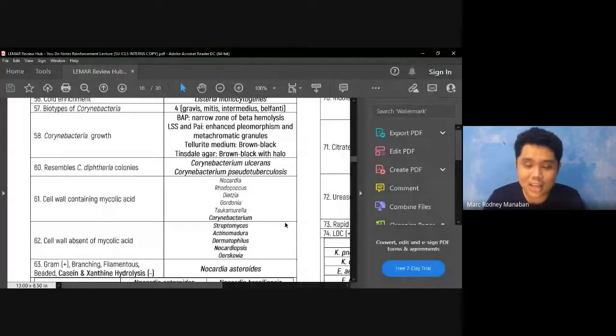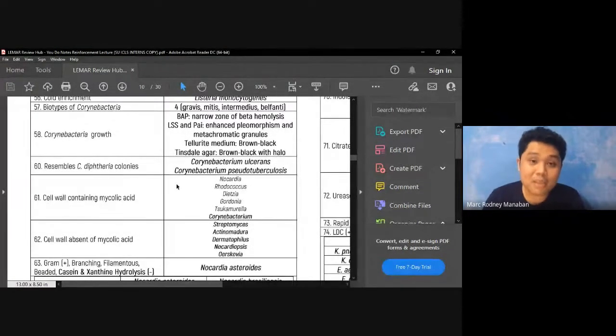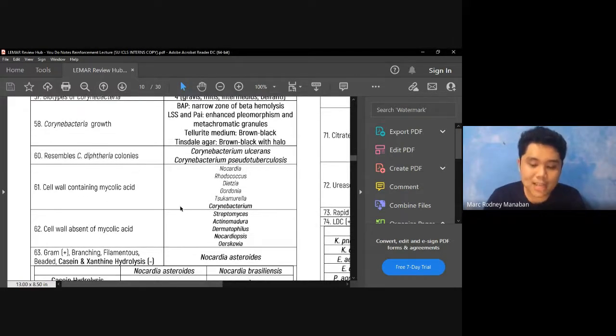Next, cell wall containing mycolic acid. Take note of this, dears, again. Meaning, they are able to be stained with your acid-fast staining methods. You have the mnemonic NGRT plus Corynebacterium and Dietzia. Alright? So, Nocardia, Gordonia, Rhodococcus, Tsukamurella. You have Corynebacterium and also Dietzia. But again, according to the lecture of Dean Rodriguez, it's not really mycolic acid, but this MDAP, which is similar in function and structure to mycolic acid. Alright? So therefore, those organisms outside of this don't have mycolic acid. They are the ones that cannot be stained with acid-fast staining.